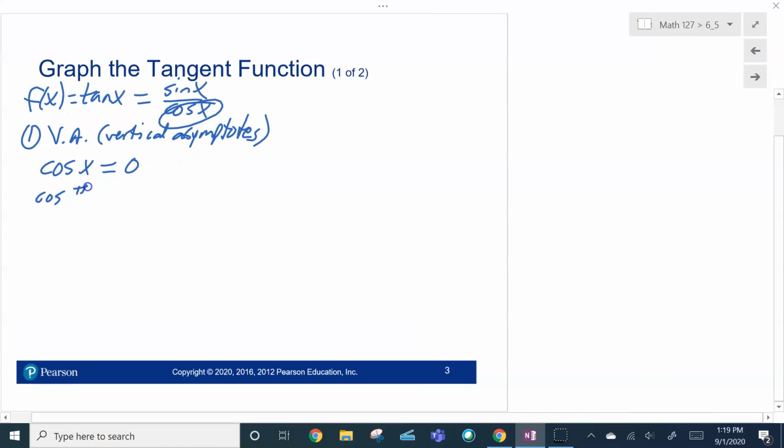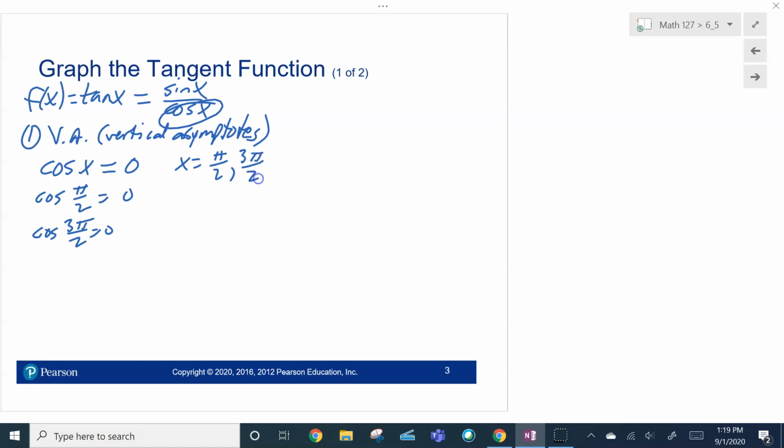All right, pi halves could be x. I know I have a vertical asymptote at x being pi halves. I also know the cosine of 3 pi halves is zero, so I have another vertical asymptote at 3 pi halves. I know the cosine of 5 pi halves is zero, and this keeps going.